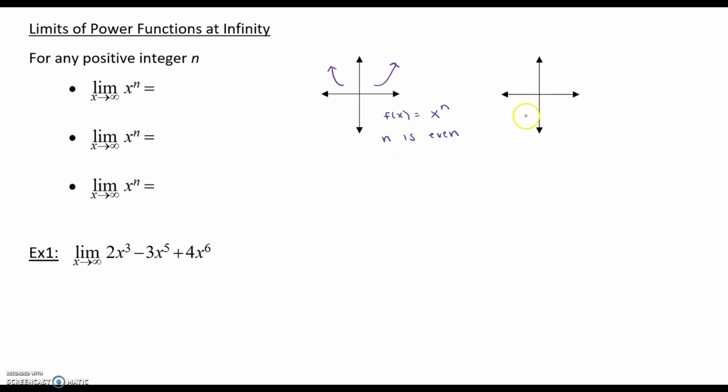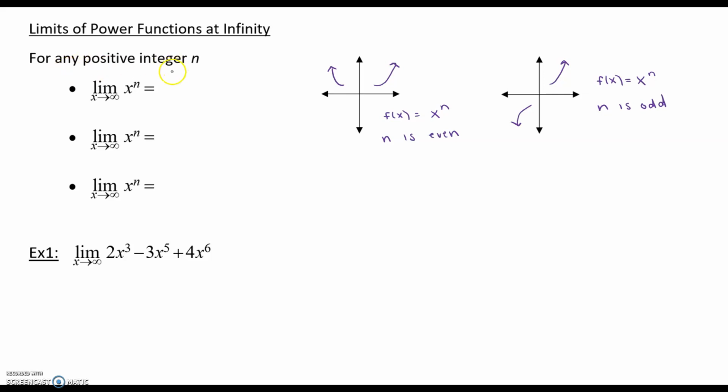And if it is down, up, going in opposite directions, f of x equals x to the nth power, this happens when n is odd. So there are two essentially different ways the graph looks. It's either going in the same direction if it's even, or opposite directions if it's odd.